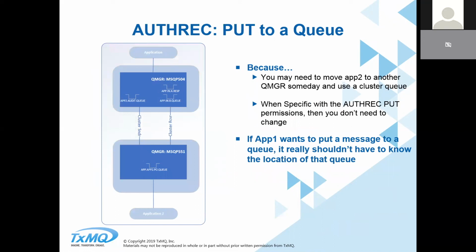AUTHREC, to be able to put to a queue, because you may need to move app2 to another queue manager someday and use a clustered queue, as an example. When specific with the AUTHREC put permissions, then you don't need to change. So if app1 wants to put a message to a queue, it really shouldn't have to know the location of that queue. As an example right here, we have an application connecting to its queue manager that it knows about in its simplest terms, and then it'll ultimately be putting a message to an alias queue that will point to the clustered queue, an app2 PO queue, as an example.